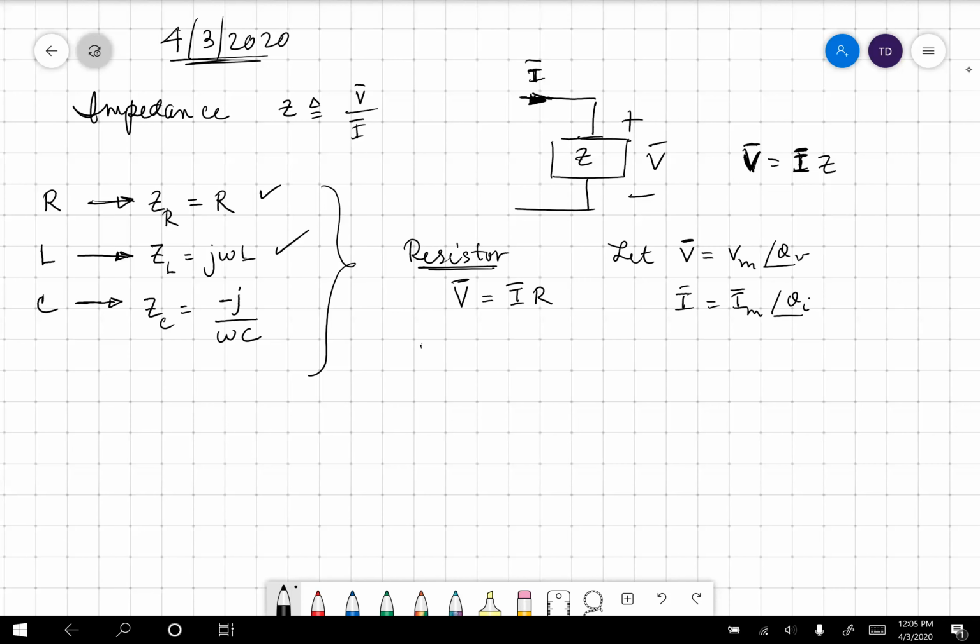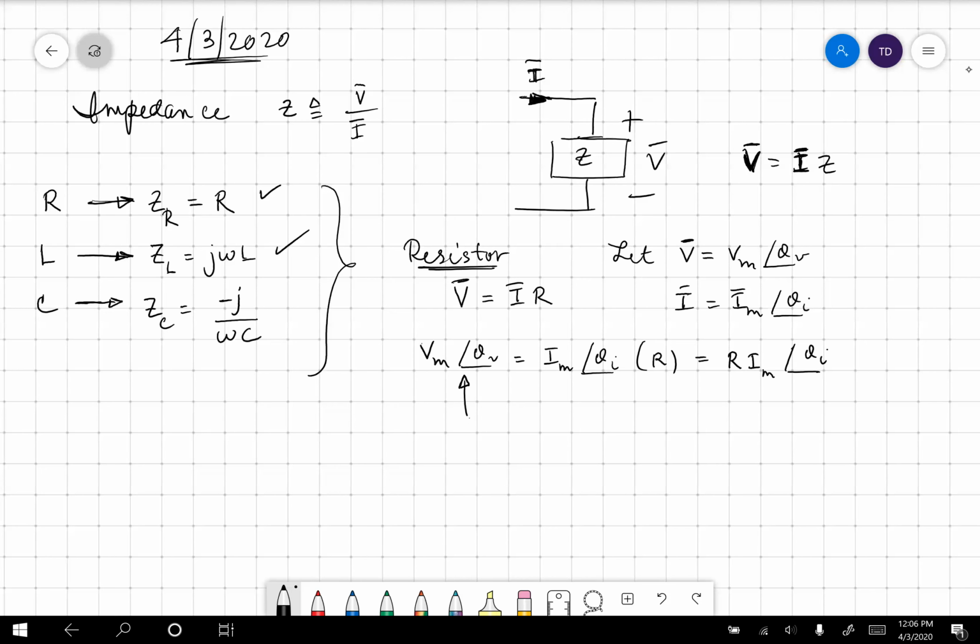So this is going to be V sub m at an angle of theta V equals I sub m at an angle of theta I times r, which is nothing more than r times I sub m at an angle of theta I. So when we look at this and we compare both sides, this is something you need to get used to. When we compare, we have this equality.